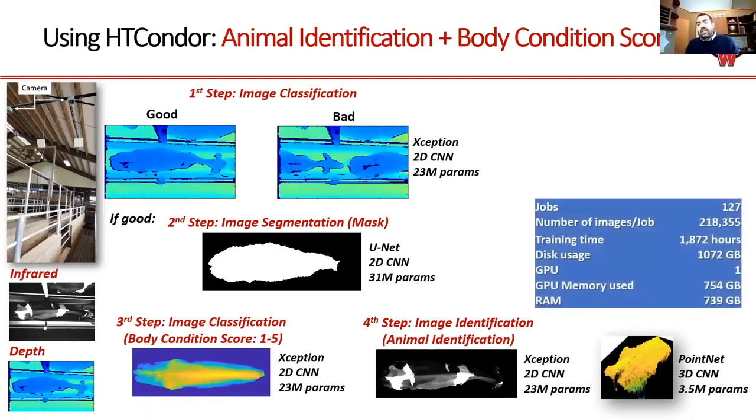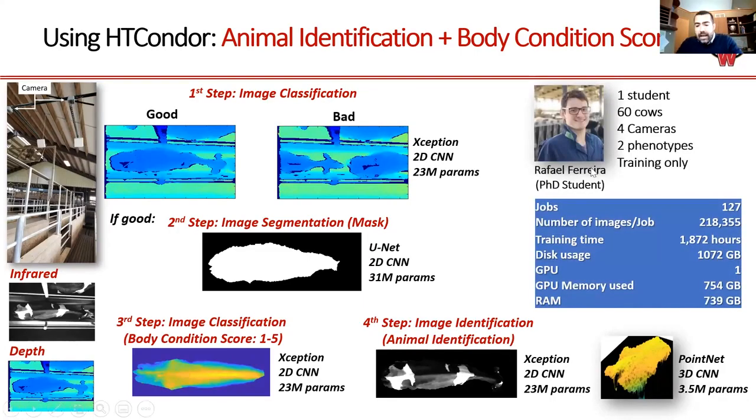Now, to do this, with only 60 cows, what it took for us was 127 jobs, an average of 200K images per job, and a total time of 1,800 hours of training. Rafael always asked for 1 GPU; maybe something he could do differently is ask for more GPUs to train, but that's what he did. And that's the total GPU memory usage.